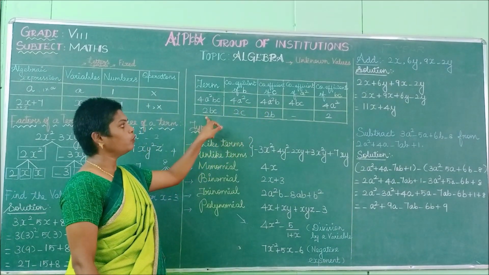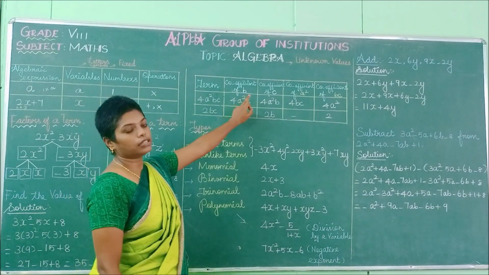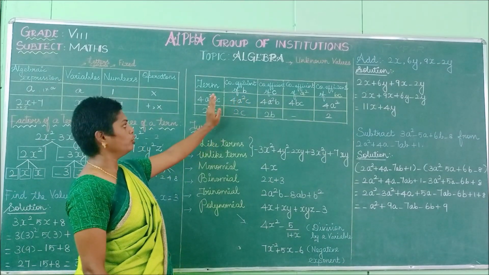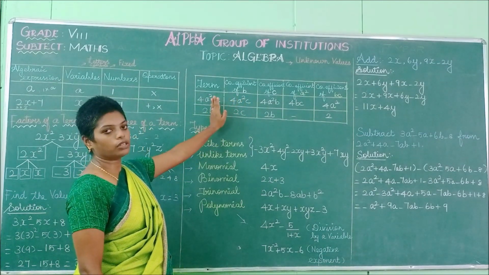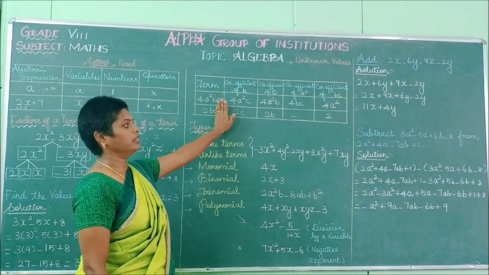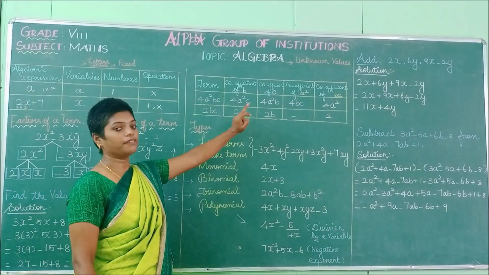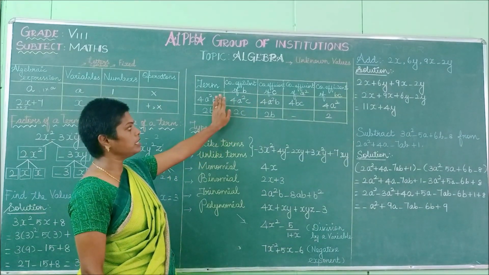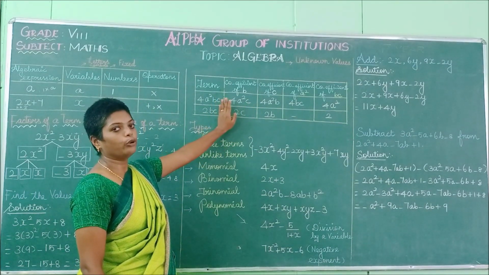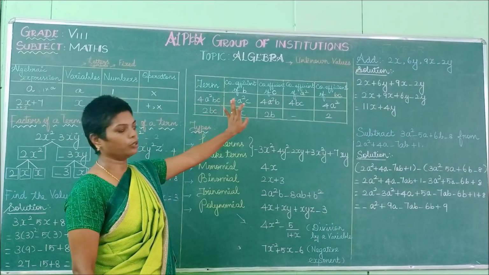See here, 2BC. So they asked only the coefficient of B. So you leave this B, after that what values are given? 2C. So next you want to know the coefficient of C. In this case you leave this C. What is the remaining value? 2 into B.